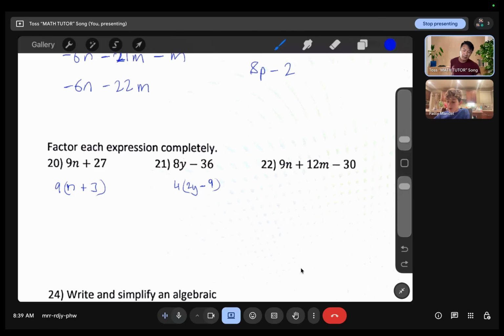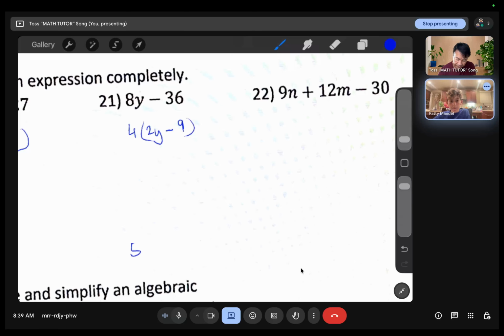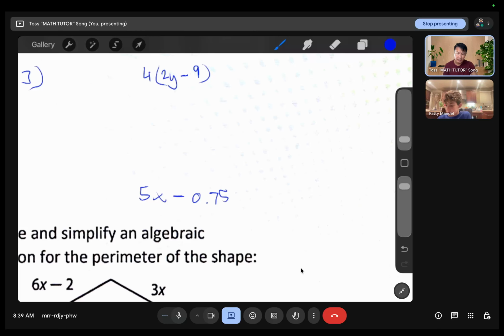Oh, if you were wondering, we can make one. I'll do it right now. You can make one right now. Have a look. Watch. I'll do a 5x minus 0.75. Here we go. Let's say this is the problem, and you want to pull out the GCF. What do you think the GCF is? All right, this is a good one.